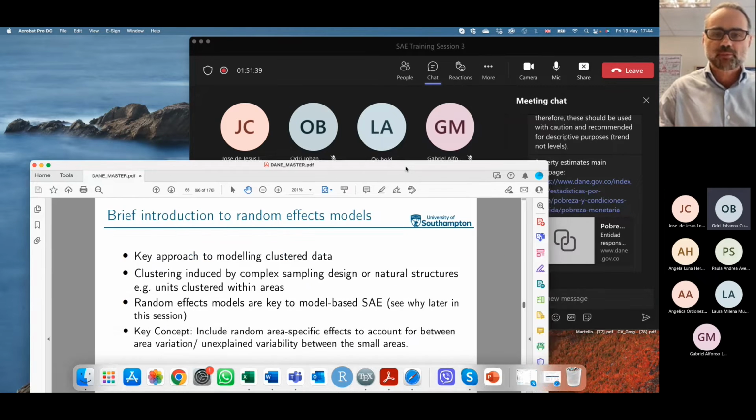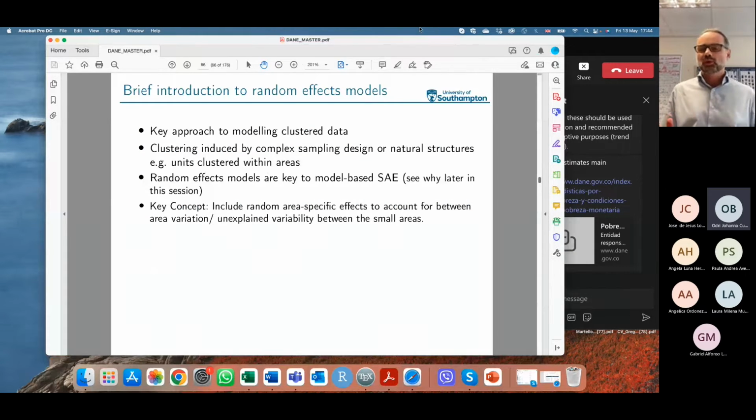But I'm going to give a very brief introduction, because what we will assume here is that this is the type of model that we're going to use in our model-based method. So small area estimation relies a lot on the use of random effects models. It's not the only type of model you can use. There are other types of models, but this is the main workhorse in terms of modeling strategy in small area estimation. And random effects models provide a key way of modeling clustered data.